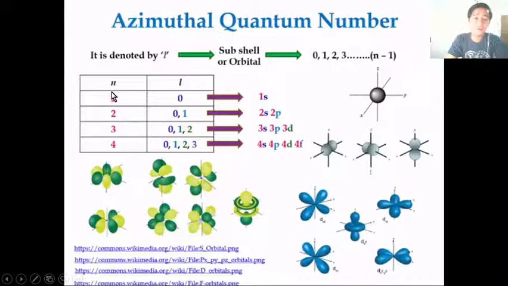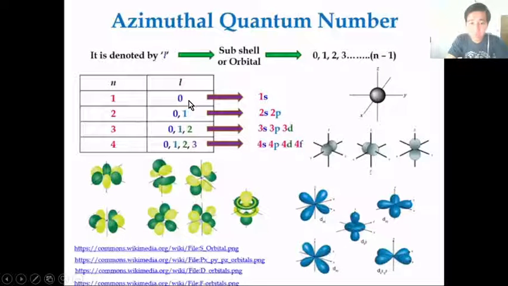If n is equal to 3, what are the allowed values for L? That would be 3 minus 1, which is equal to 2. So therefore, the allowed values for azimuthal are 0, 1, and 2. If the energy level is 4, what are the values for L? 4 minus 1 is equal to 3. So what are the allowed values? It could be 0, 1, 2, or 3.